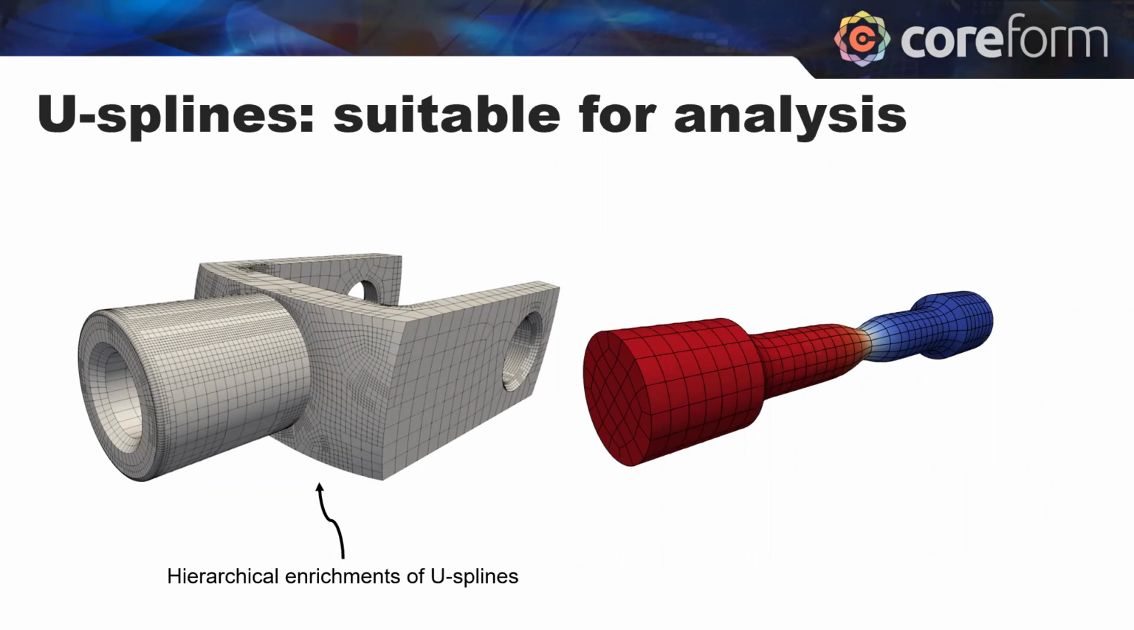And so here are a couple of examples: a surface mesh that you might use for maybe a boundary element method or for an electromagnetic calculation that has hierarchical refinement of the U-spline to provide local adaptivity, as well as a volumetric U-spline on the right here for the simple tensile bar plasticity problem.